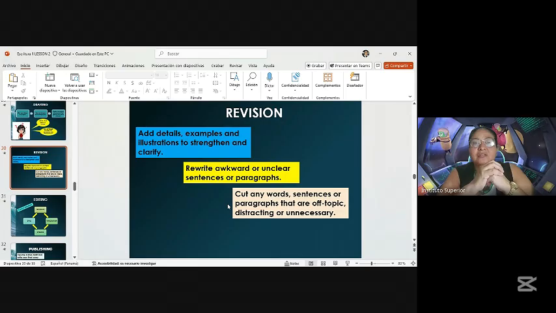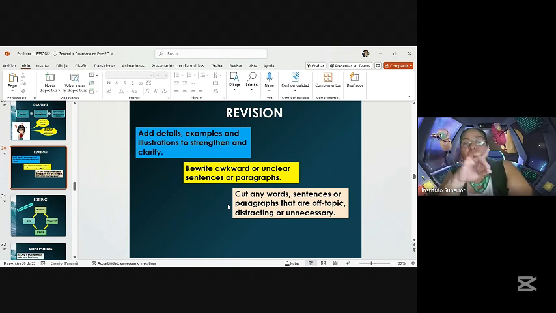I'm going to pay attention to unity, that all the sentences should be about the same topic, and clarity, the words I use should be words easy to understand. Because on some occasions, we try to use words that the person who reads can't understand, okay? Use common and easy words. Also, in revision, we are going to clarify ideas. In revision, we are going to delete sentences or words that we consider are unnecessary, are irrelevant. Also, we may add words, phrases that we consider help our paragraph, that help to clarify, that help to give examples, okay? It says to add details in revision, examples and illustrations to strengthen and clarify.